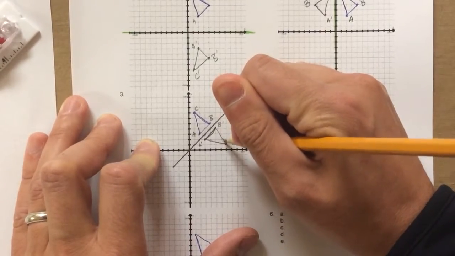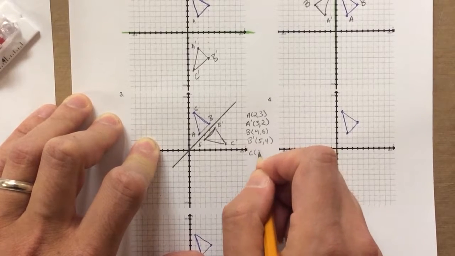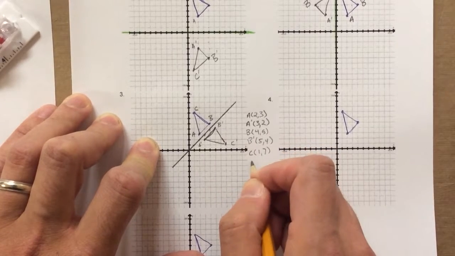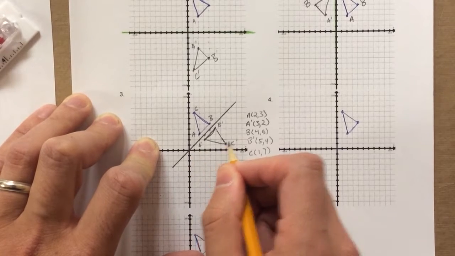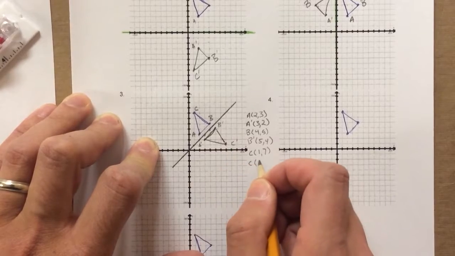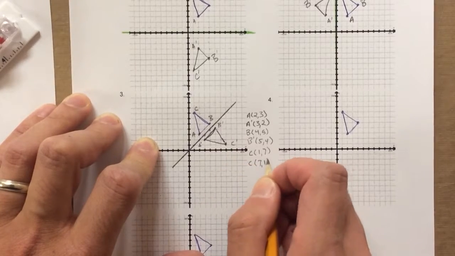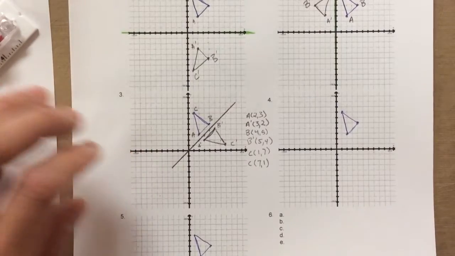My C went from 1, 7. And then when I flip it, if I look and find what this coordinate is, it's over 1, 2, 3, 4, 5, 6, 7, and up 1. It is not magic. That's the rule. We'll talk about what that rule looks like a little bit later.